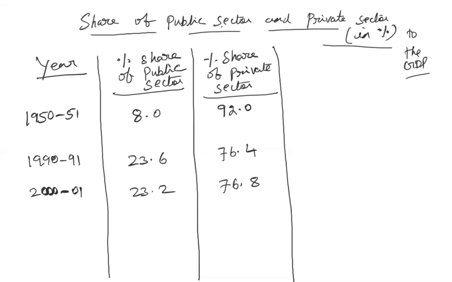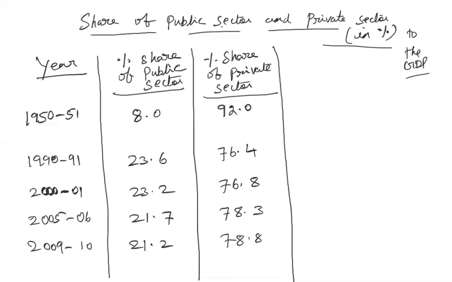76.8. So you can see that slowly the share of public sector is decreasing, because since 1991 the liberalization and privatization process was initiated in the country. You can see that slowly the share of private sector started increasing. And in 2005-2006, it further reduced to 21.7%, and private sector share increased to 78.3%. And finally, in 2009-10, 21.2%. This one is 78.8.